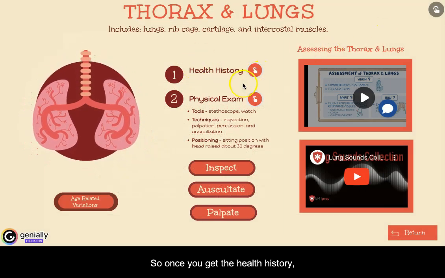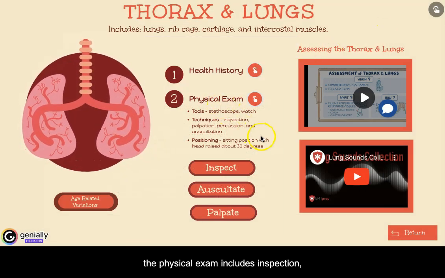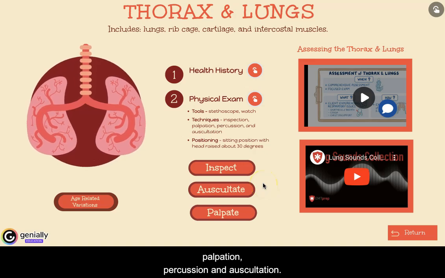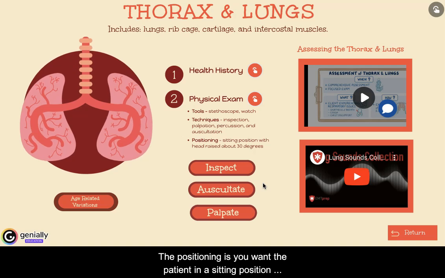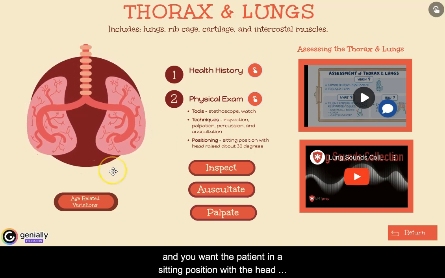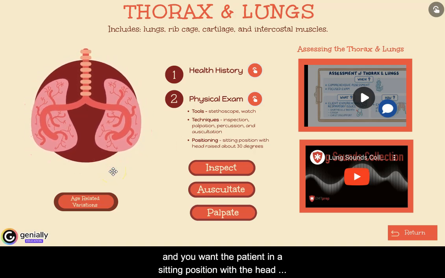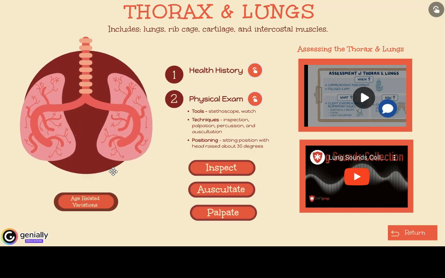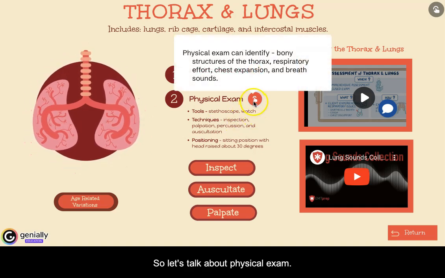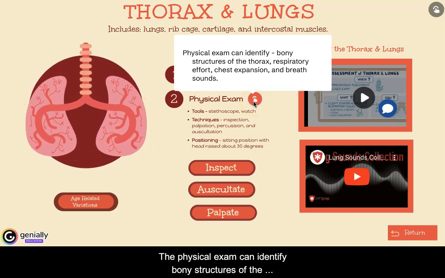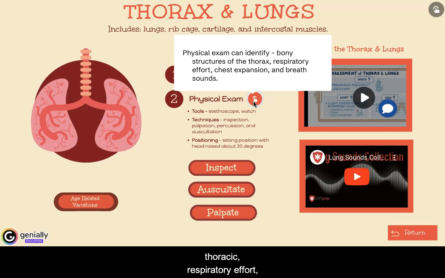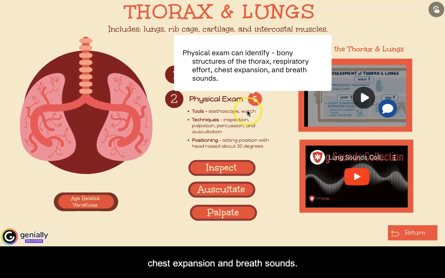Once you get the health history, the physical exam includes inspection, palpation, percussion, and auscultation. The positioning is you want the patient in a sitting position with the head raised about 30 degrees. So let's talk about the physical exam. The physical exam can identify bony structures of the thorax, respiratory effort, chest expansion, and breath sounds.